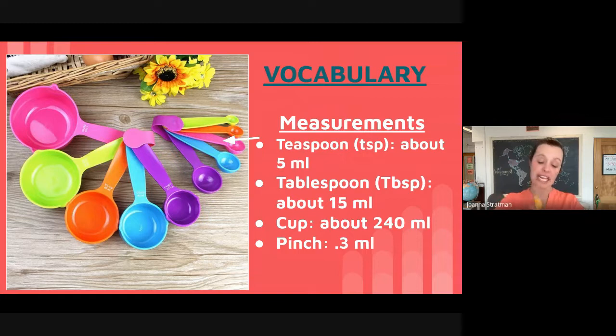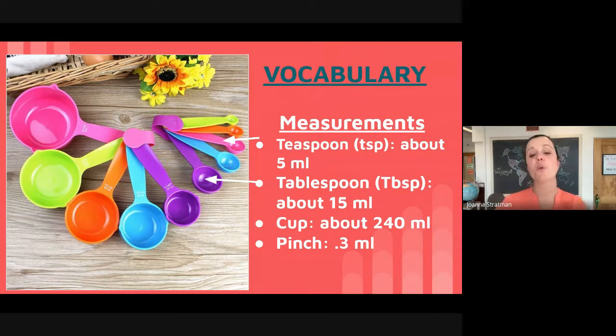Next, we have a tablespoon. A tablespoon is bigger than a teaspoon. A tablespoon is about 15 milliliters. This is a tablespoon.